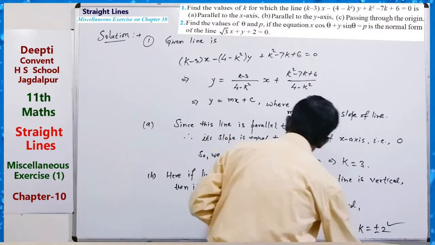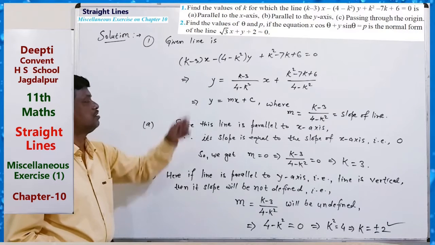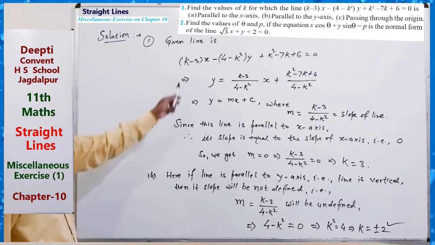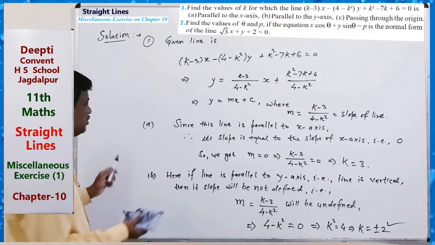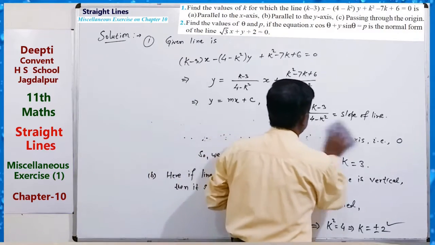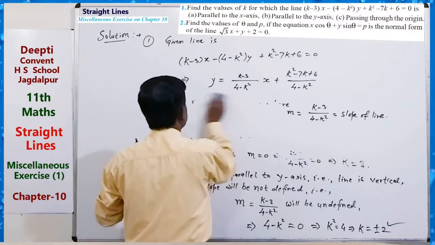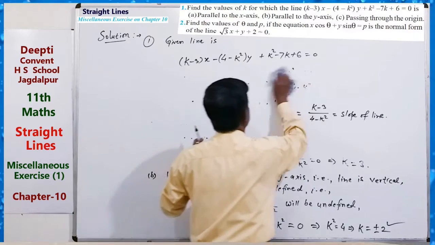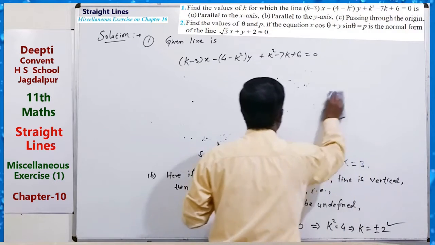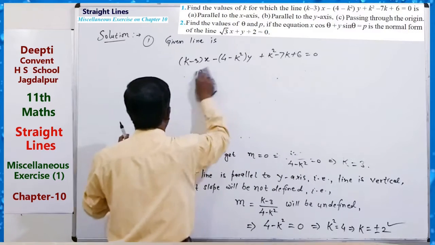And the third is passing through the origin. If this line passes through the origin, then what will be the value of k? Very simple. For the third part, we just put x equal to 0 and y equal to 0 in the given equation, and you can find the value of k. Okay.